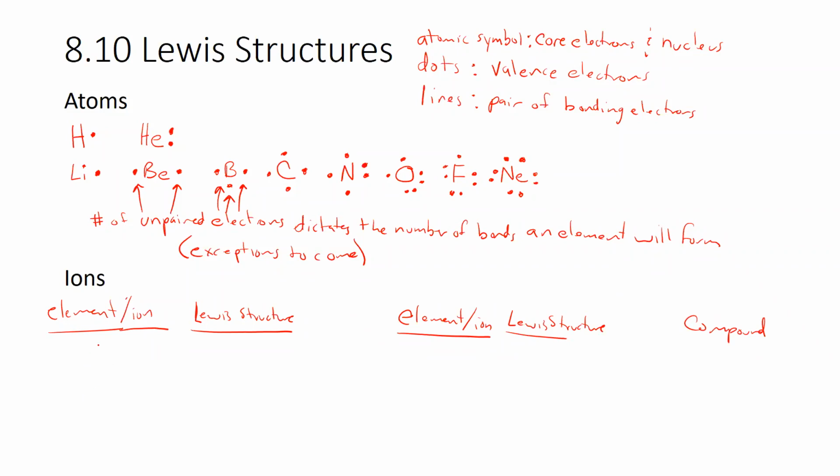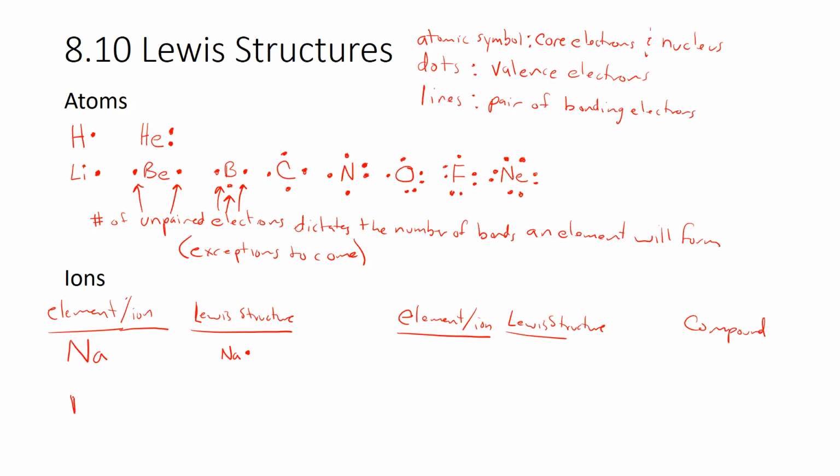So the first element or ion that we're going to look at is sodium. Sodium is in the first group, right? Its electron configuration is 1s2, 2s2, 2p6, 3s1. The sodium atomic symbol represents the core, so it's the 2s electrons, the 2p electrons, the 1s electrons, and the nucleus. And then there's one dot on sodium because there's 1 electron in the 3s orbital.